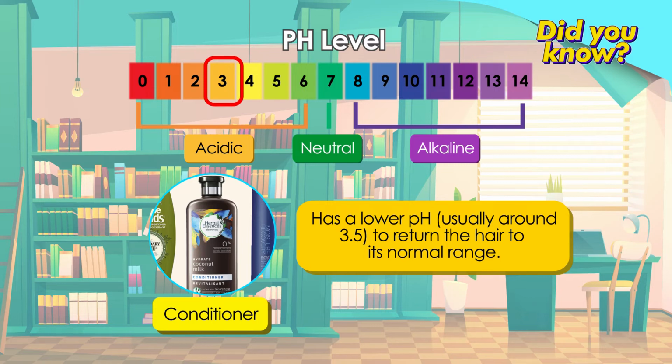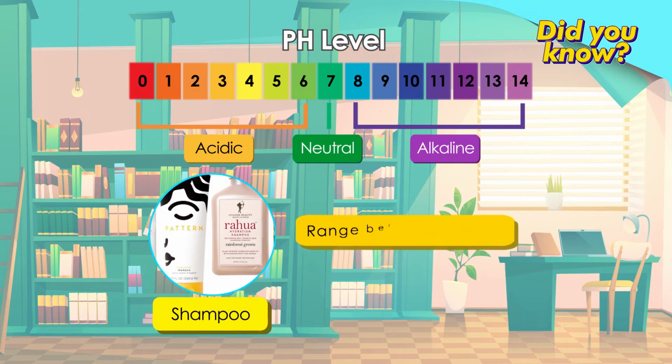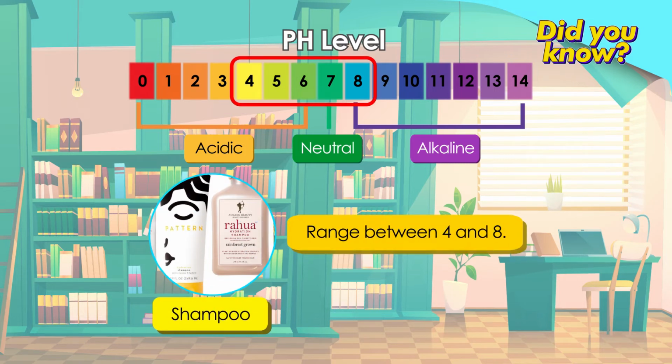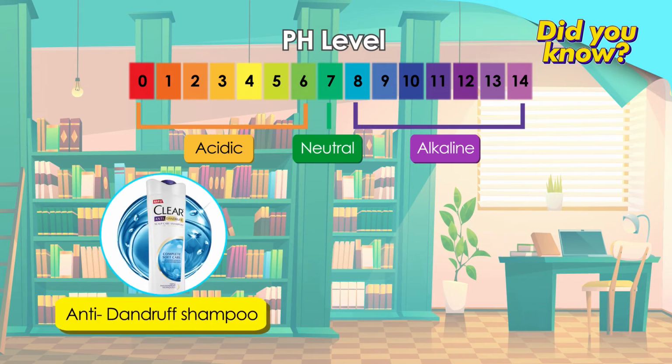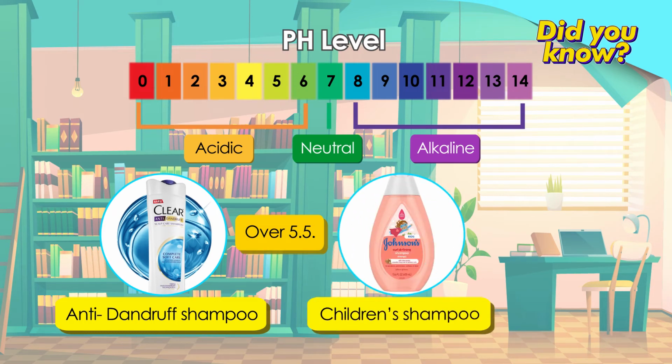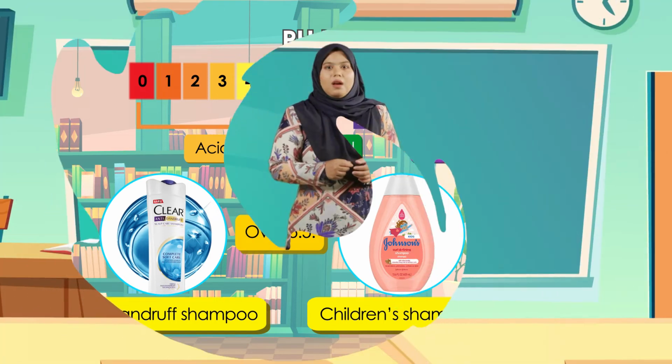Conditioner has a lower pH, usually around 3.5, to return the hair to its normal range. Shampoo should range between 4 and 8, depending on the job it needs to do. Anti-dandruff shampoo is usually over 5.5, while children's shampoo is usually around 7 to prevent tearing. Observe and record the color change for vinegar and shampoo.